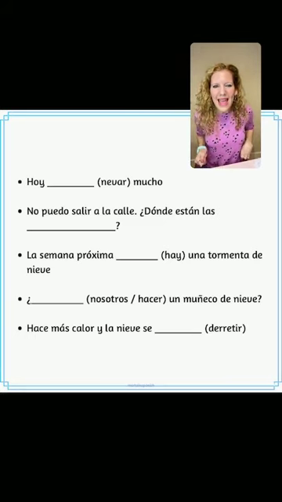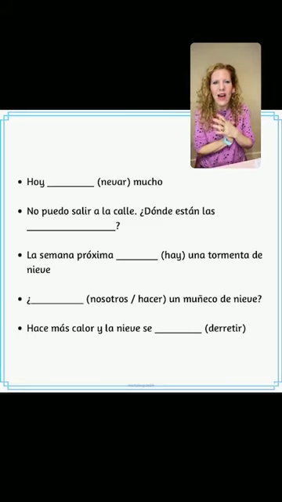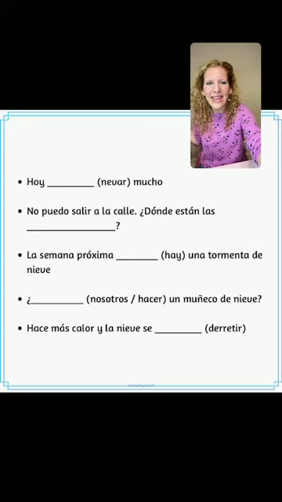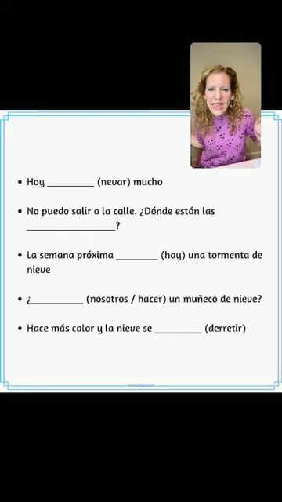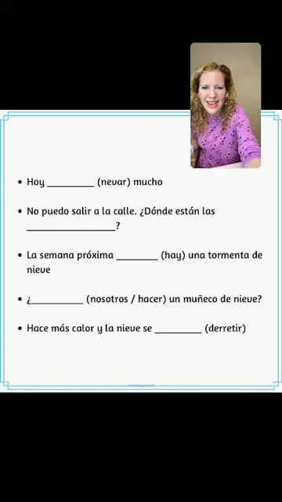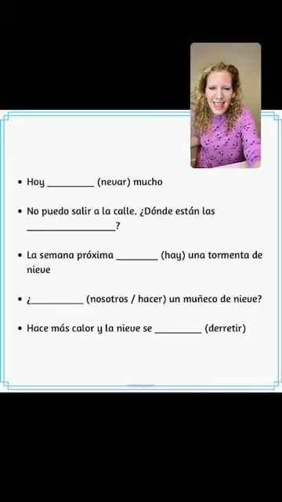Muy bien. Perfect. So, how do you feel? Do you know everything about snow now? Derritiendo. Muy bien. Perfect. Okay. So, ¿podemos decir ha derretido? Yes, we can say that. Se ha derretido. Muy bien, derretido. Perfecto. Yes, Maria. Muy bien, the double R.